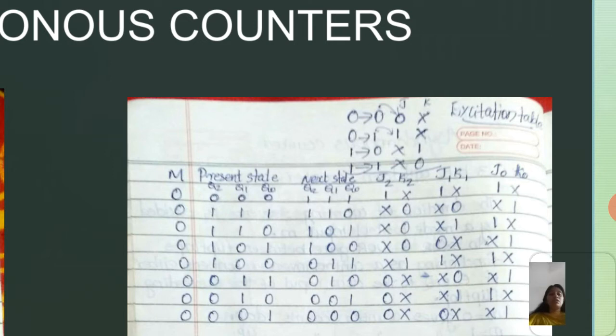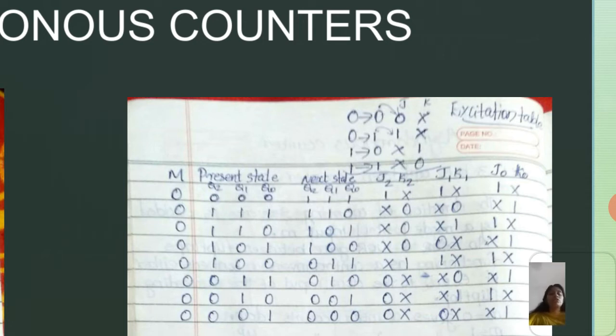0 is the present state of a flip-flop which moves to 0, and 0 is the present state of the flip-flop which moves to 1 as the next state. Then present state is 1, next state is 0, then present state is 1, and next state is 1. This is the representation of 0 to 1, 0 to 1, then 1 to 0, 1 to 1.